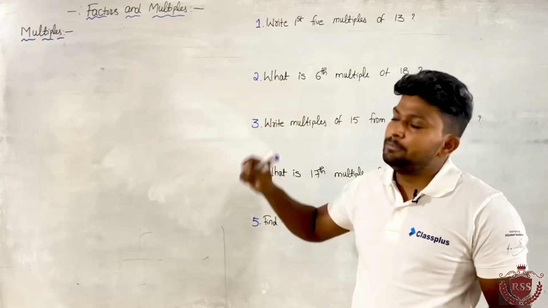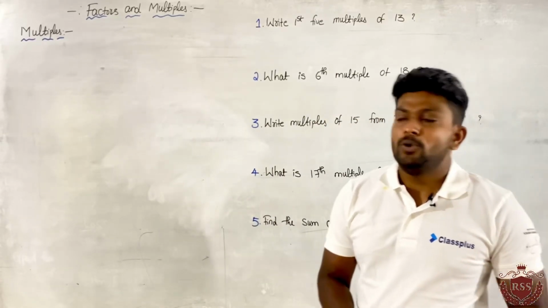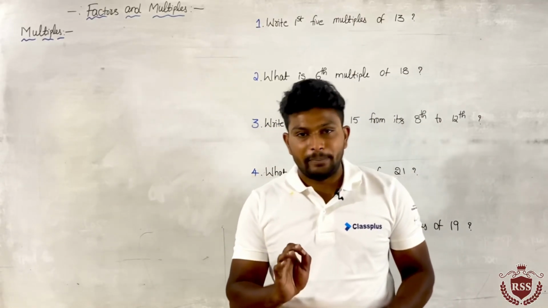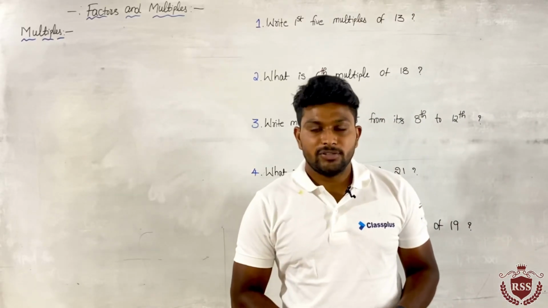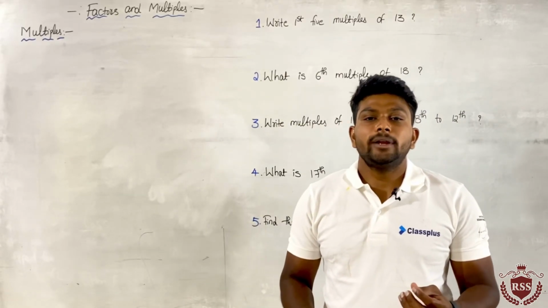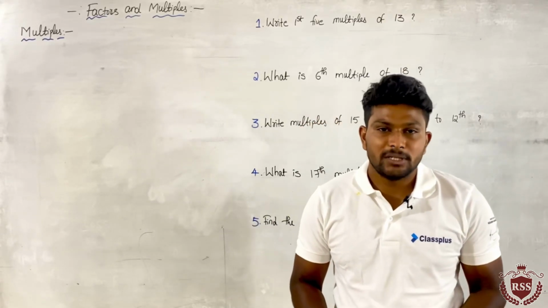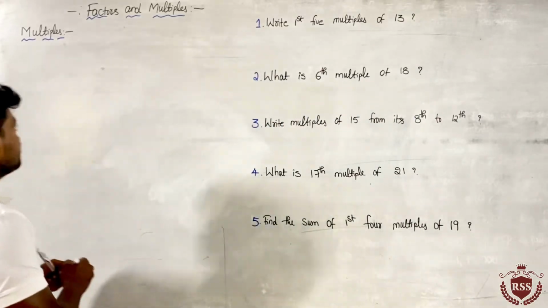Okay, so multiples, first we will discuss about the multiples. So what do you mean by multiple? Multiple is nothing but the product. Simply remember that, product. So mathematically, how do we define it? The product got after multiplication of two or more numbers is called multiple.